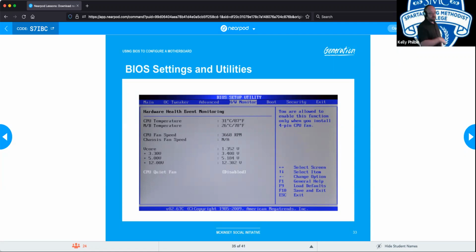The one we looked at earlier that was nice, had that nice black background and all the fun graphics and stuff like that, that is a UEFI. Questions so far?